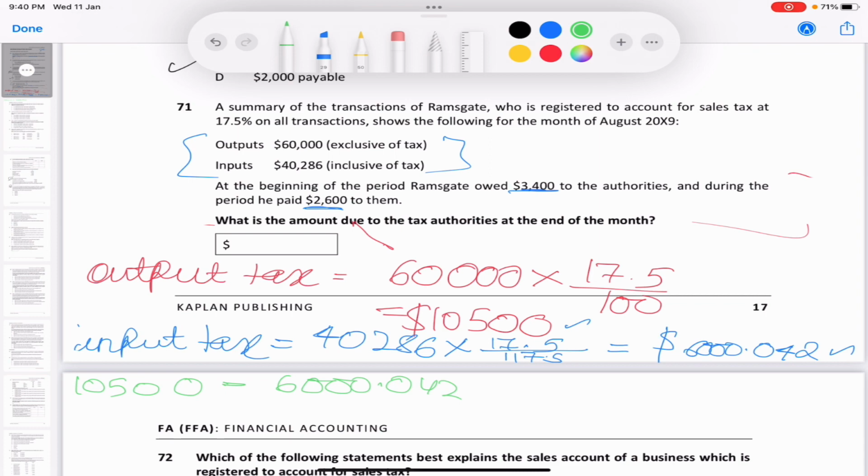6,000.042. What would that be? 10,500 minus 6,000.042 would give me 4499.958. Okay.